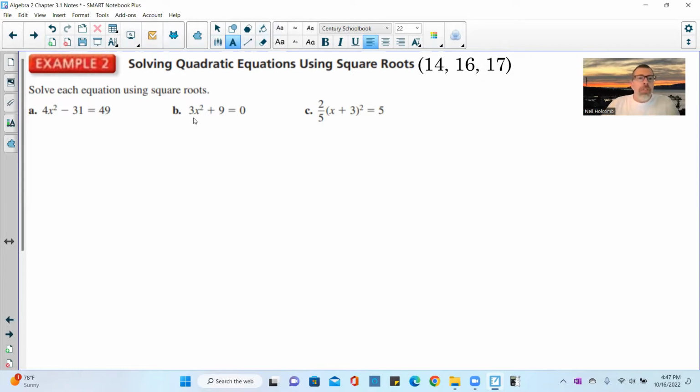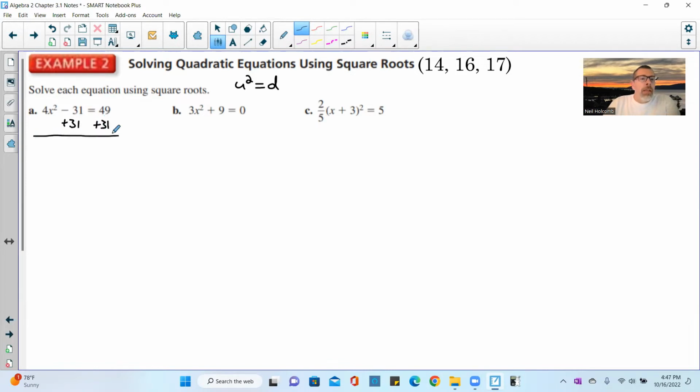So here we go, solving each equation using the square root. What that means is we're going to use u squared equals d. In other words, we want to get a constant on one side and the x squared or whatever variable squared all by itself on the left. Okay, so I'm going to add 31 to both sides. And I'm going to get 4x squared. 31's cancel. And 49 plus 31 is 80.